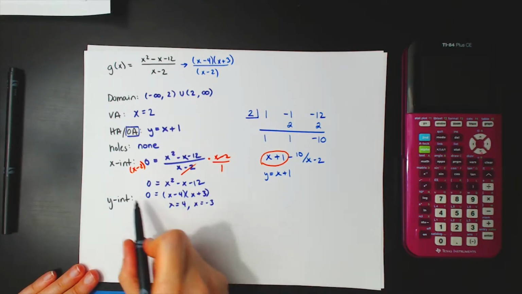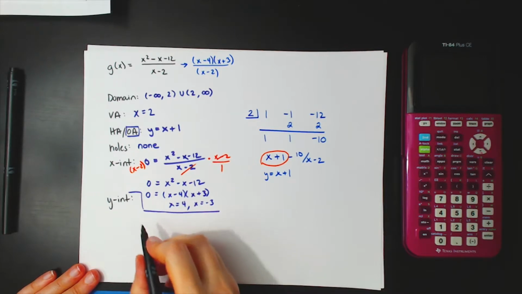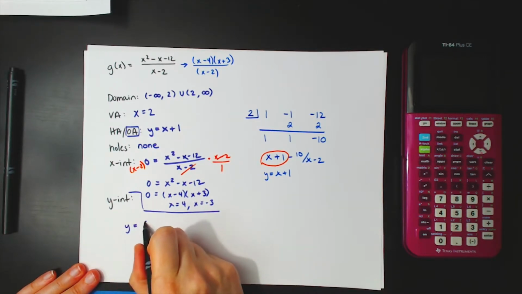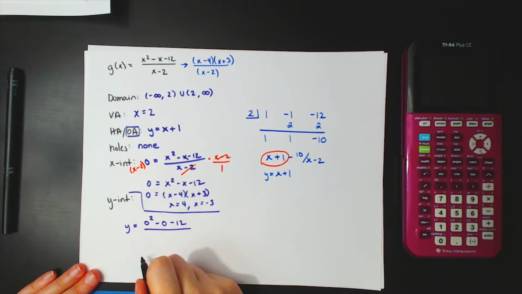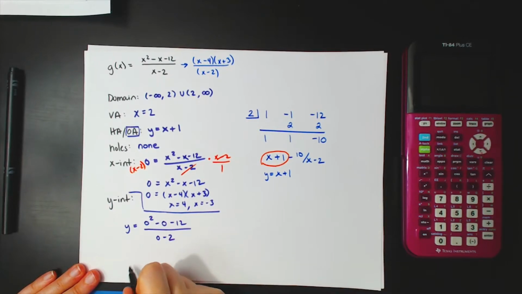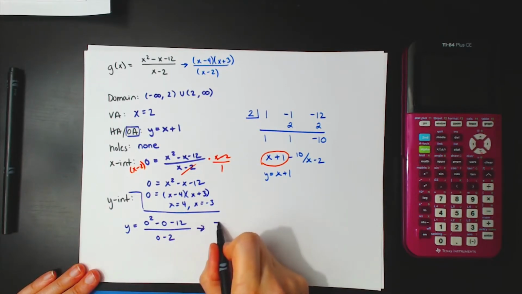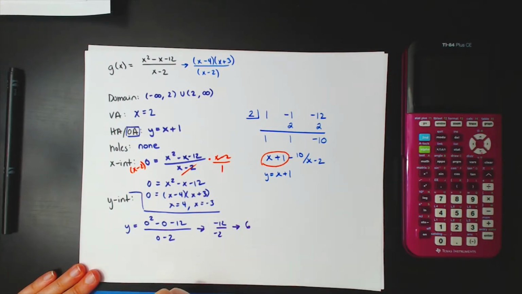My y-intercept, I'll kind of separate that out. My y-intercept is when x equals 0. So wherever there's an x, let's go ahead and plug in 0 and see what we get. This would be negative 12 over negative 2. So that means our y-intercept is at 6.